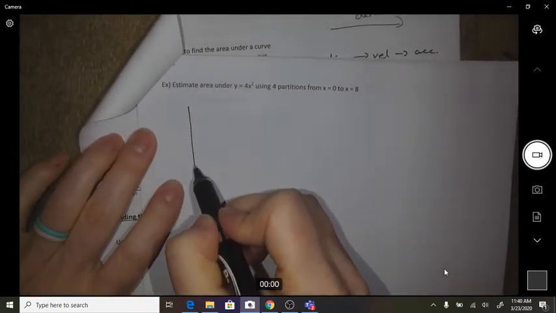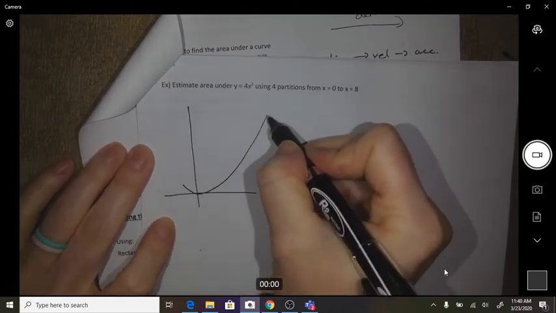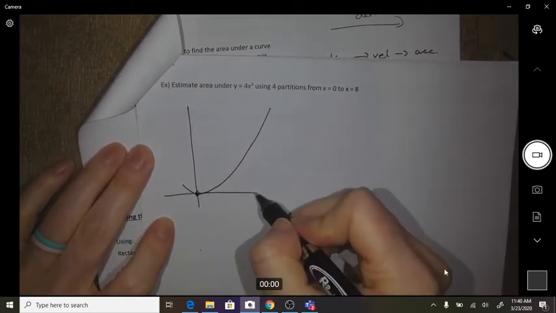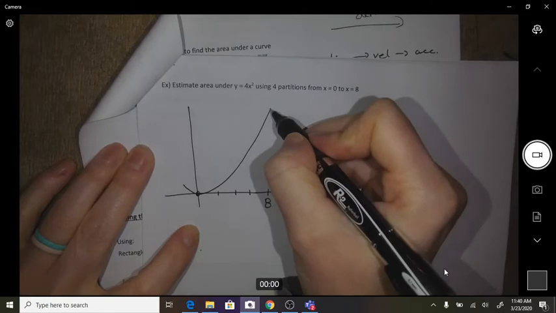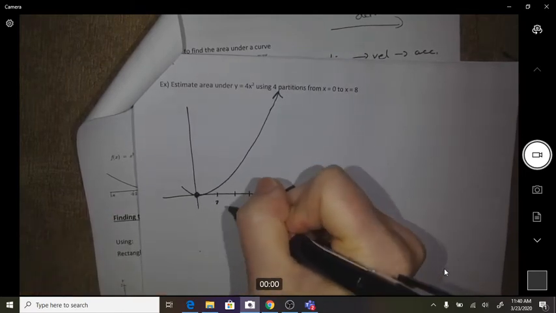Okay, I'll do one more of those. Area under 4x squared from 0 to 8. So this is a parabola right here. Okay, so 2, 4, 6, 8.